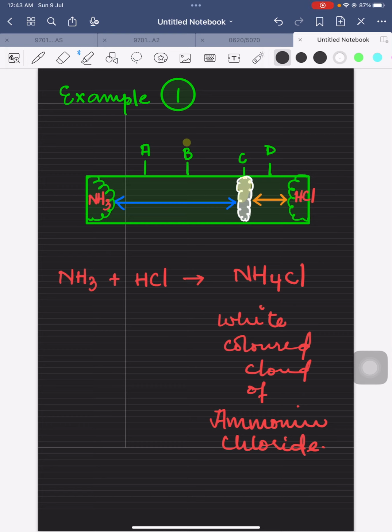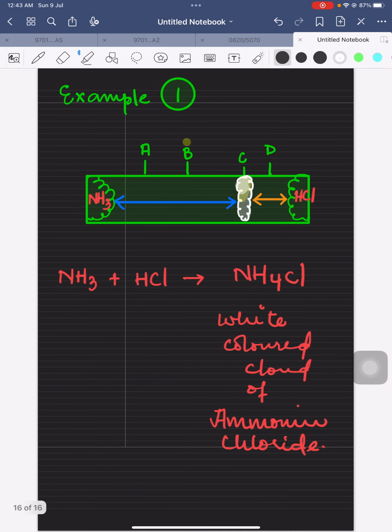This is the white cloud. Okay, this is the white cloud. I'm making it again so that it can be darker. Now it is clearly a cloud. You can see that ammonia has traveled a longer distance, whereas HCl has traveled a shorter distance.